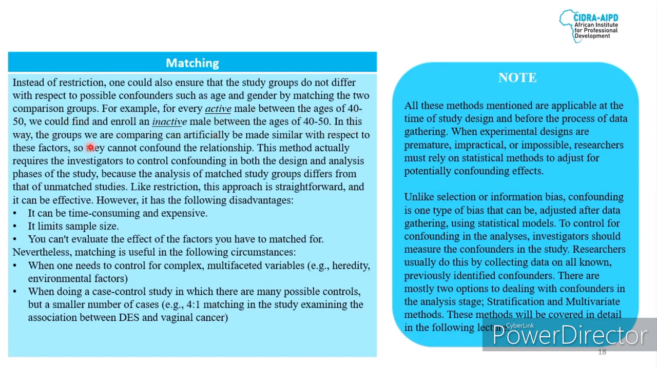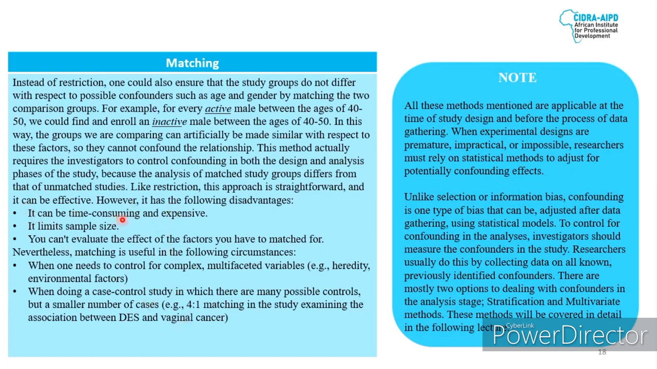In this way, the groups we are comparing can artificially be made similar with respect to these factors, so they cannot confound the relationship. This method actually requires the investigators to control confounding in both the design and analysis phases of the study, because the analysis of matched study groups differs from that of unmatched studies. Like restriction, this approach is straightforward and it can be effective. However, it also has the following disadvantages. So let us go through them too.